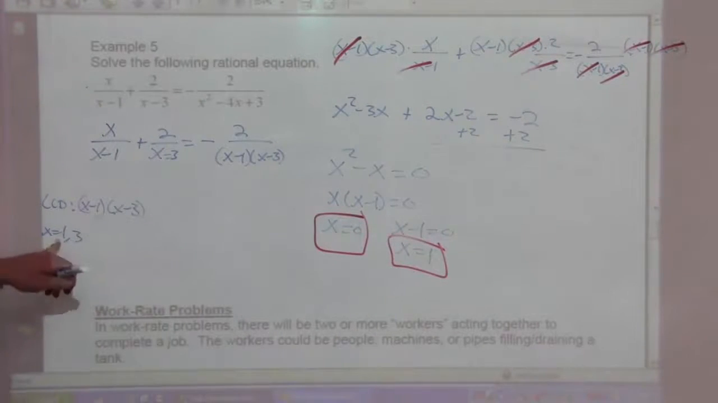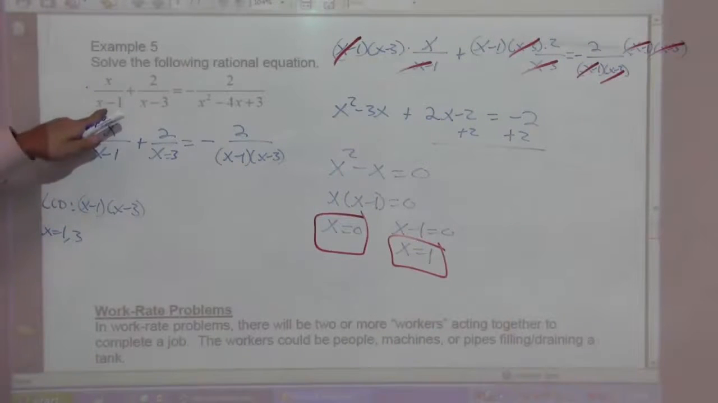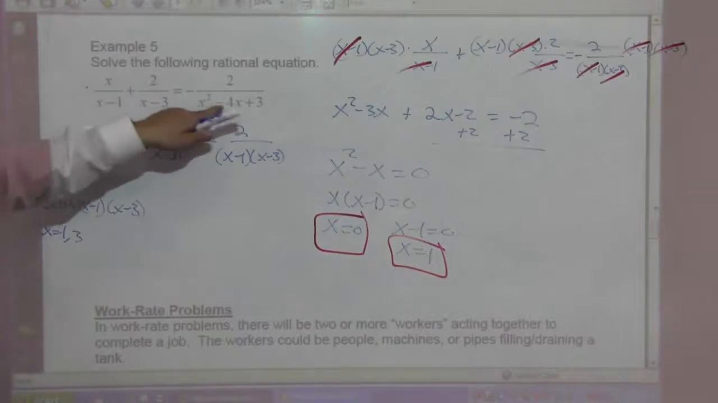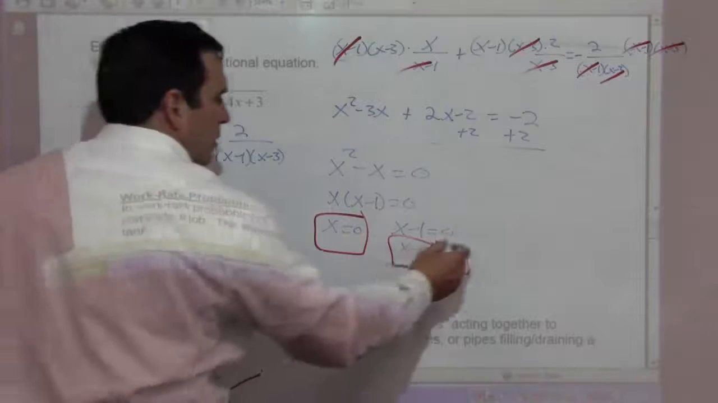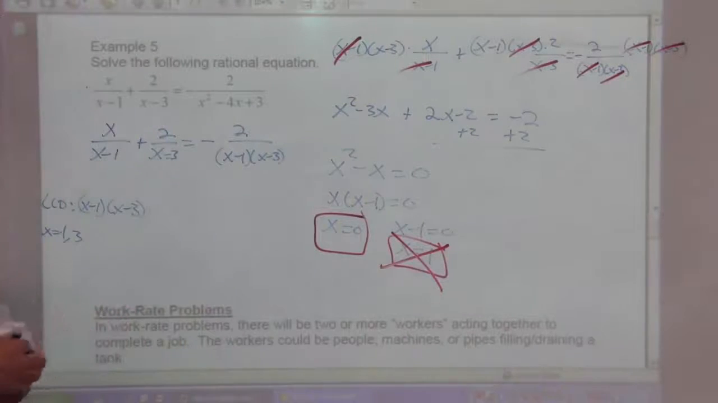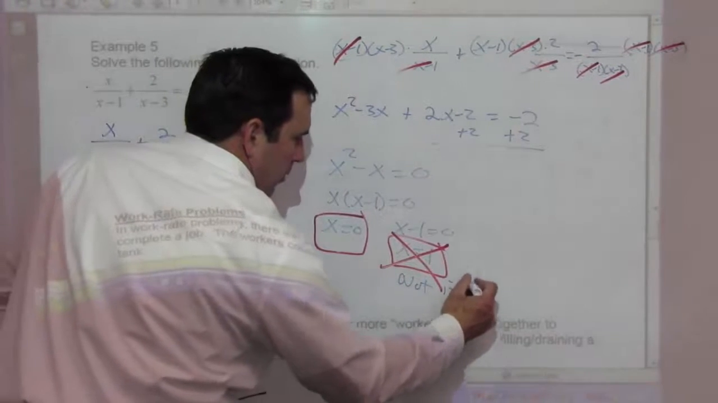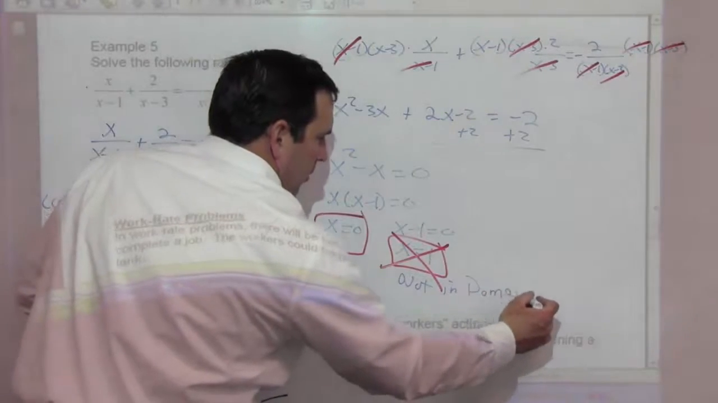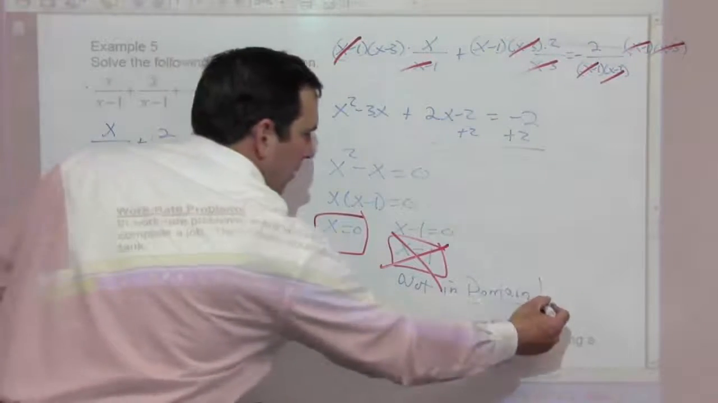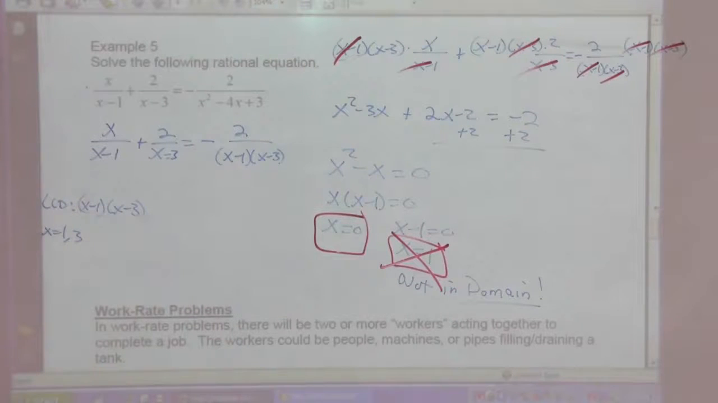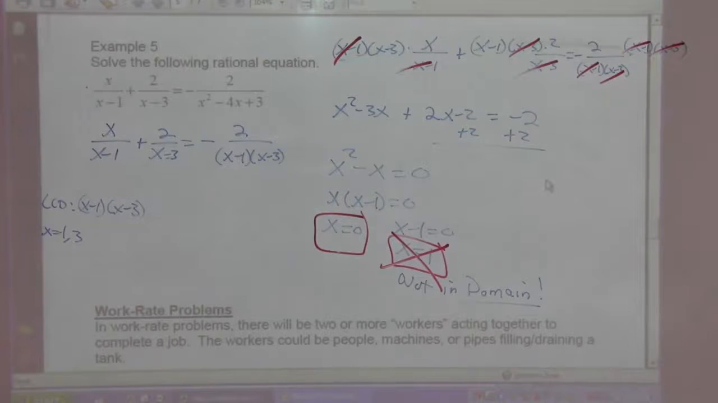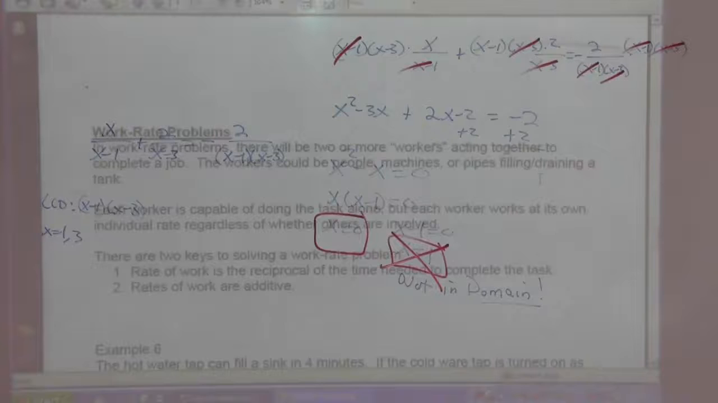Oh, but wait. We can't use the 1. We have to exclude it because it made this denominator and this denominator 0. So the only solution is x equals 0. This is our only solution. Feel free to pause that one. I'm going to go on to work rate problems.